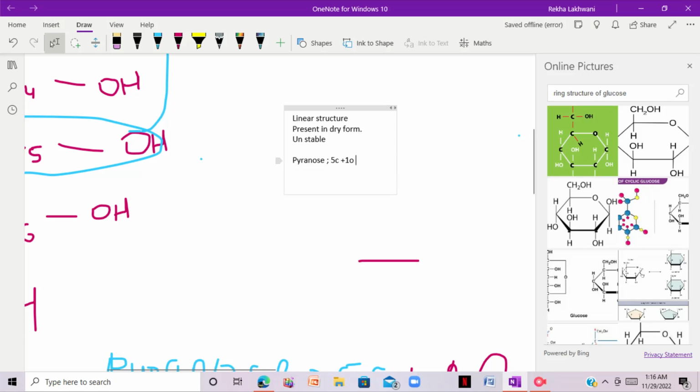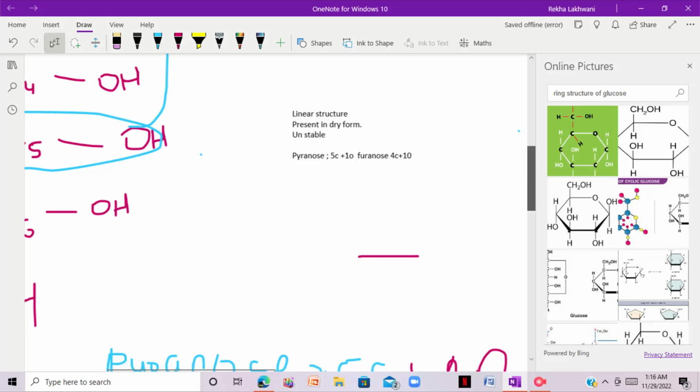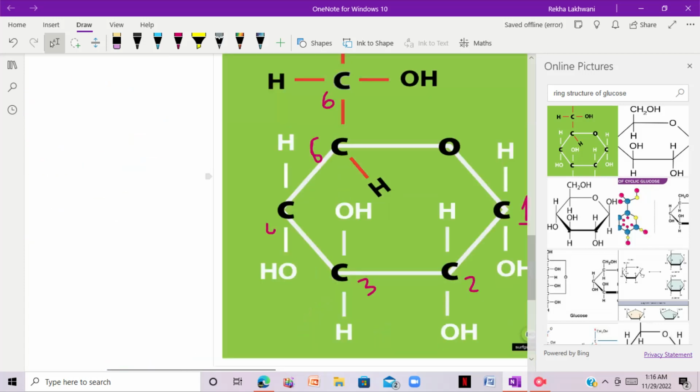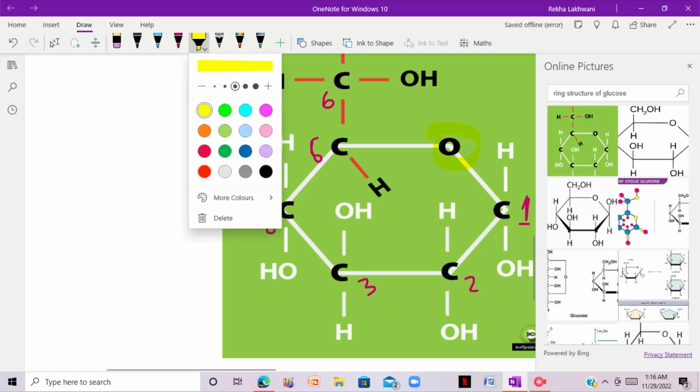So how many atoms are there? Only 1 oxygen, 1 carbon, 2 carbon, 3 carbon, 4 carbon, 5 carbon. That's the reason this is known as pyranose, right? Now let's look at another picture, so you can understand the concept more clearly.